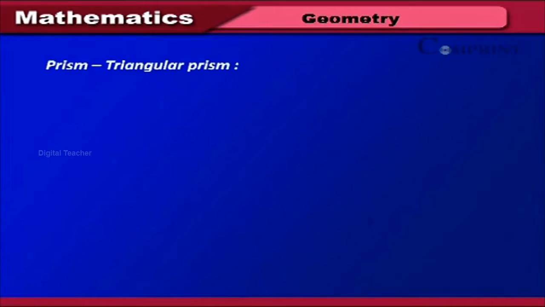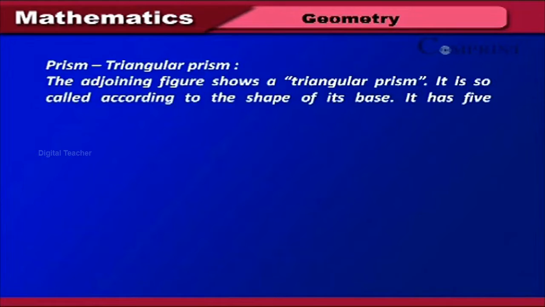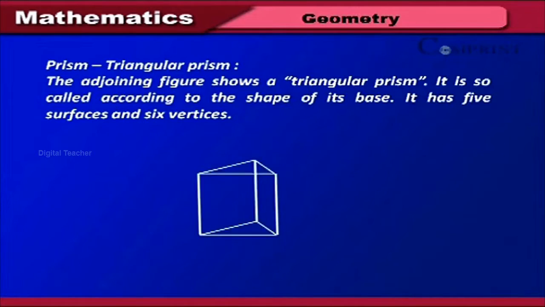Prism, triangular prism. The adjoining figure shows a triangular prism. It is so called according to the shape of its base. Its base is a triangle. It has 5 surfaces and 6 vertices.